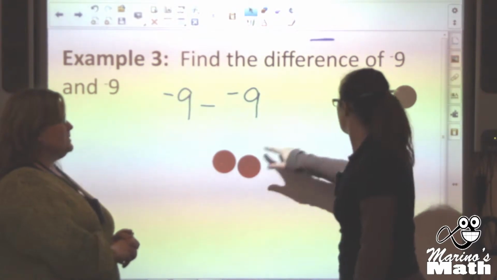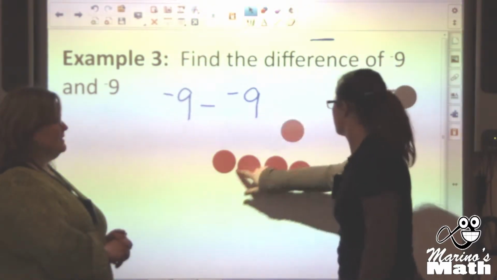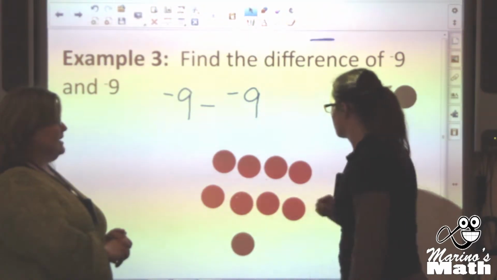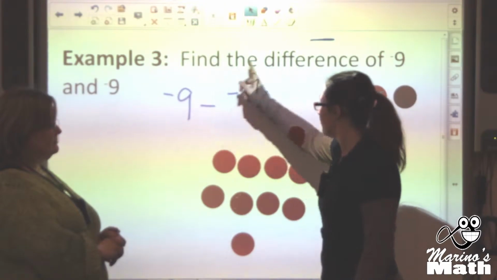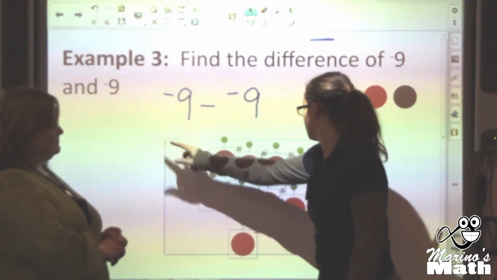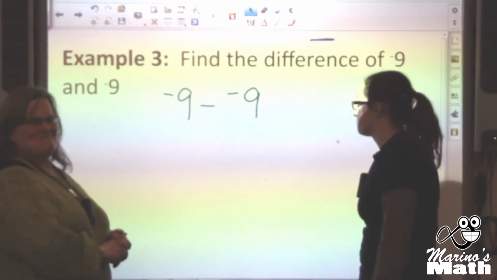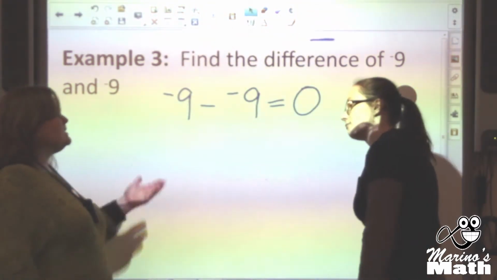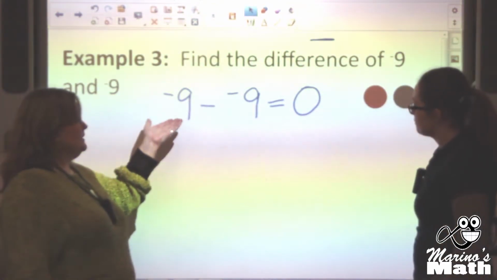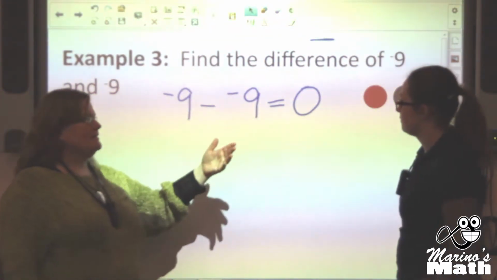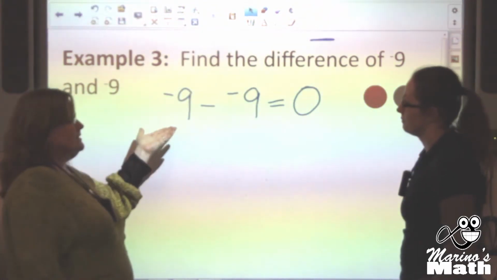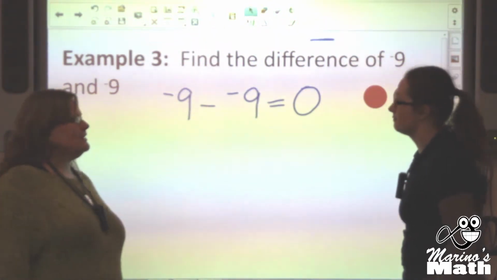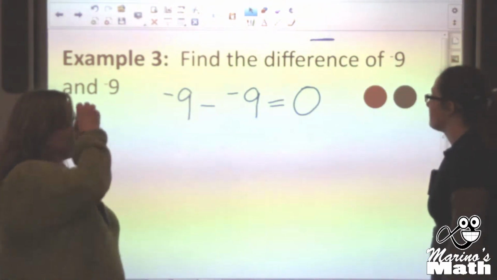I think this is going to be pretty easy, Ms. Marino. That's 9. Then it says take away 9 red chips. There they go. And I am left with a big fat 0. Which kind of makes sense. No matter what, if you have something and you take that same thing away, there's going to be nothing left. You know, 7 red cars minus 7 red cars is nothing. No red cars. Okay, that makes sense to me.